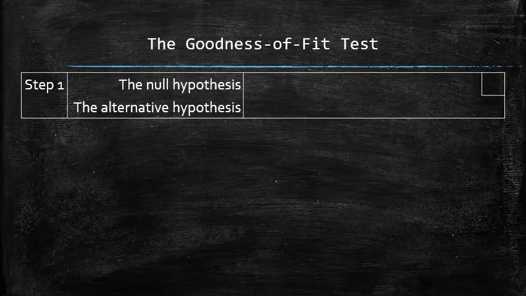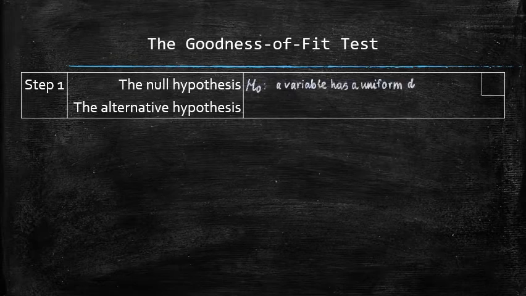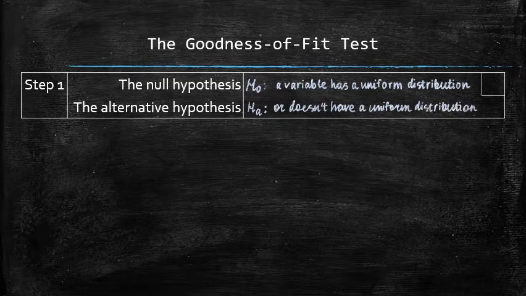The null and alternative hypotheses are always the same in a goodness of fit test. The null hypothesis is that the variable follows a specific distribution, and the alternative hypothesis is that the variable doesn't follow the specific distribution. In our case, the variable is the days in which an ER was visited, and the type of distribution is uniform. So the null hypothesis is that the number of visits to ER is uniformly distributed, and the alternative hypothesis is that the number of visits is not uniformly distributed. The goodness of fit test is always right tail.